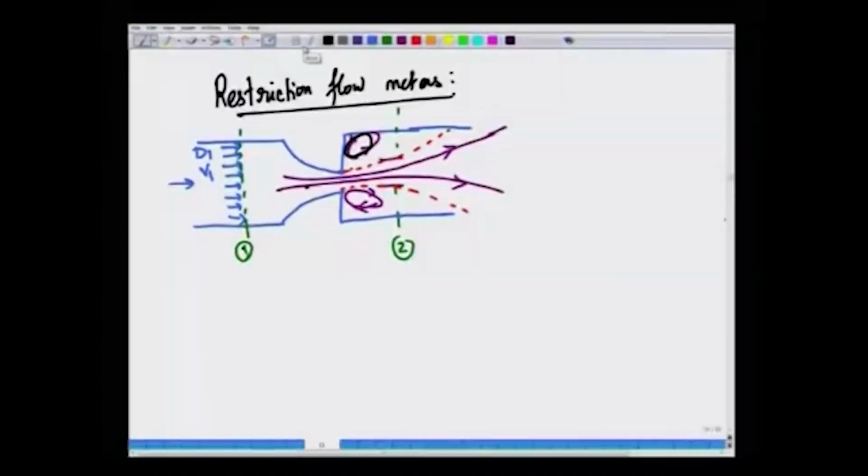So, the Bernoulli equation is applicable only along a streamline. So, we will take a streamline that flows between point 1 and 2 like follows. Let me draw the streamline with an orange. You may have a streamline that goes like this. We are going to apply the Bernoulli equation between point 1 and point 2 along the streamline.